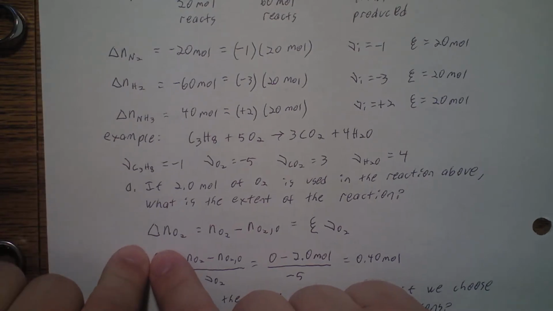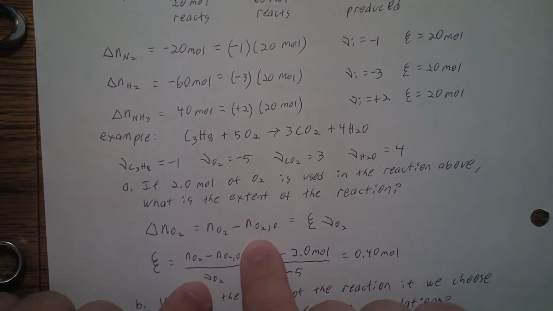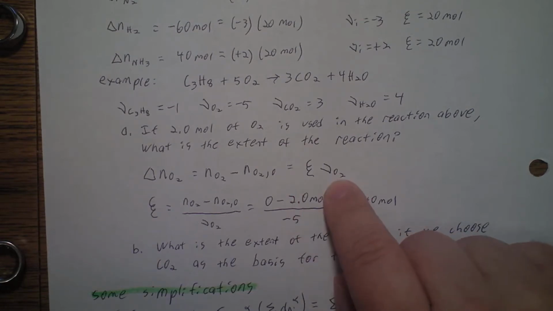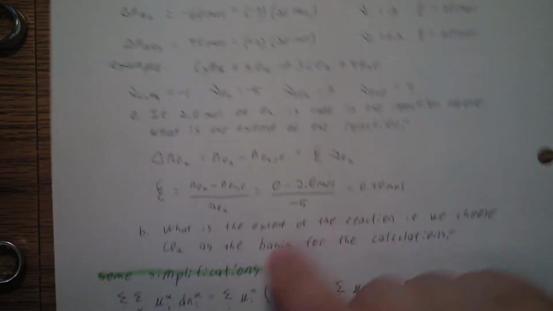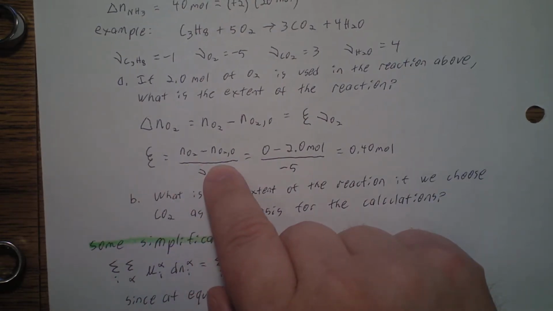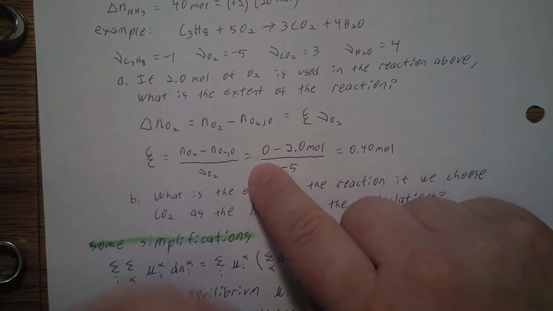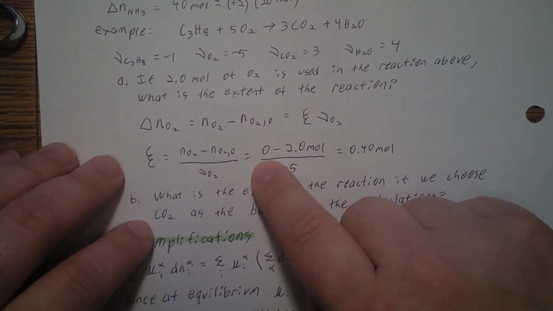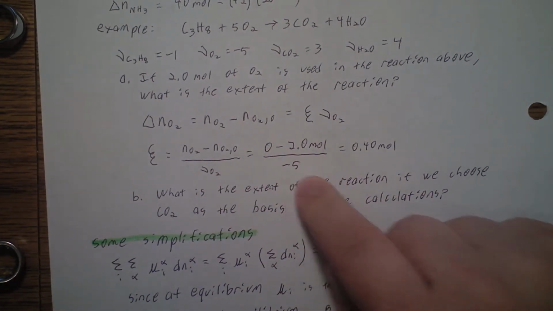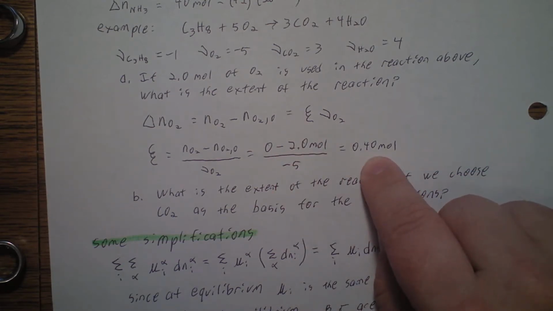Well, the change in the number of moles of O2 is equal to the number of moles of O2 minus the initial number of moles of O2. So that's going to be equal to the extent times the stoichiometric coefficient of O2. So solving for the extent, we get the number of moles of O2 minus the initial number of moles of O2 divided by the stoichiometric coefficient of O2. Now, we didn't explicitly say it, but we end up with 0 moles. We used them all up. We used up 2 moles divided by -5. Notice this is negative, this is negative. The negatives will cancel out, and you get the extent is 0.40 moles.